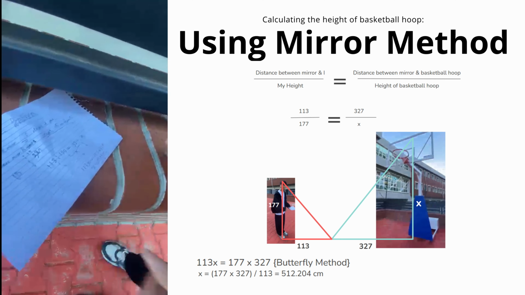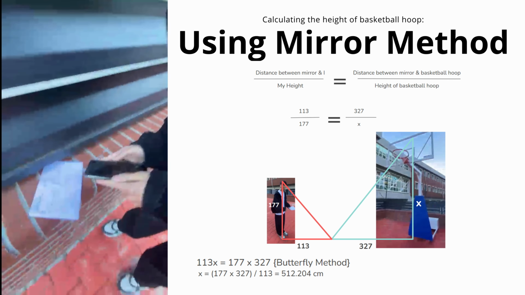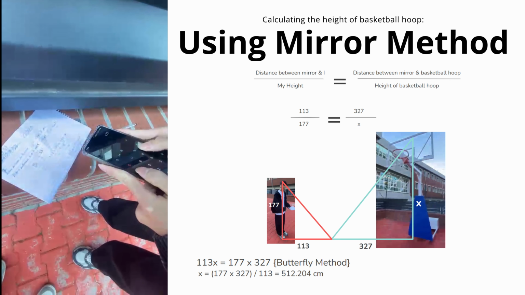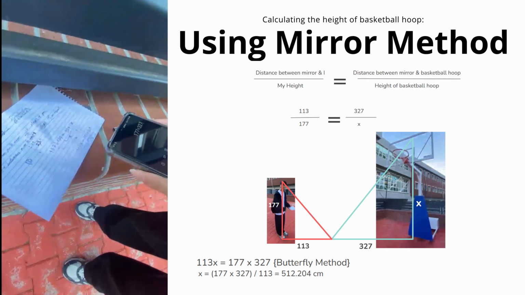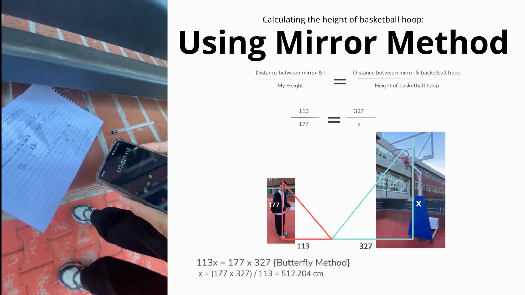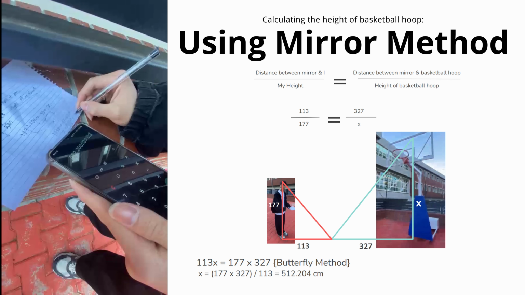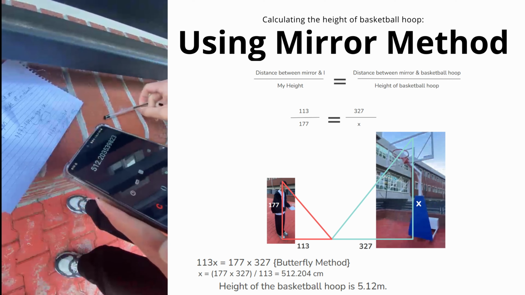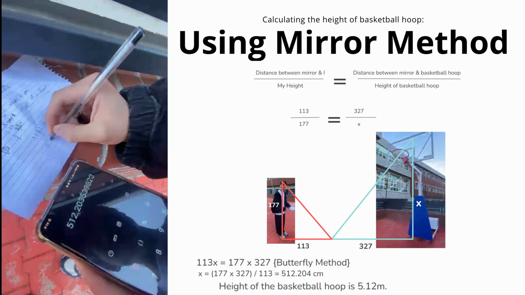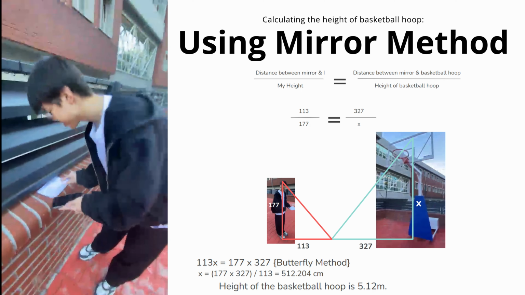And the answer is going to be, we can calculate 177 times 327 divided by 113. It's going to be 512.2. So it is going to be 5.12 meters. Okay, nice. First object done.